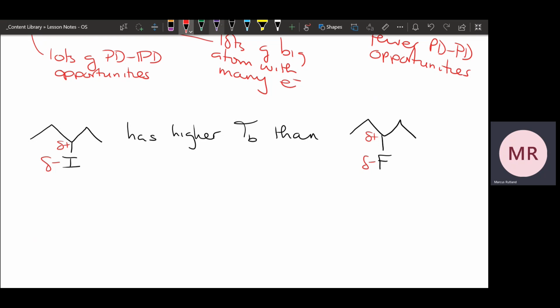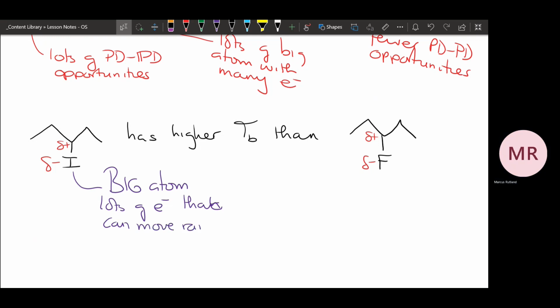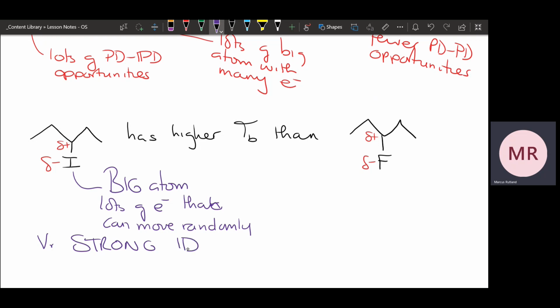And so you are expected very specifically to remember that this is a big atom with lots of electrons that can move around randomly. So we get this very strong ID intermolecular bonding because of those many electrons in the iodine. The fluorine has far fewer electrons to move.